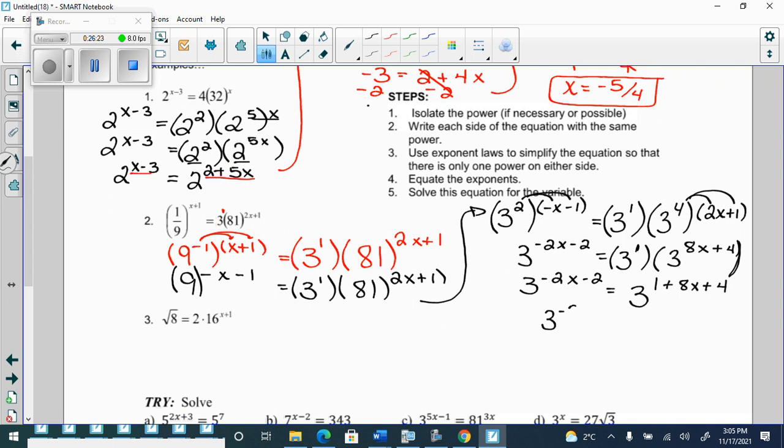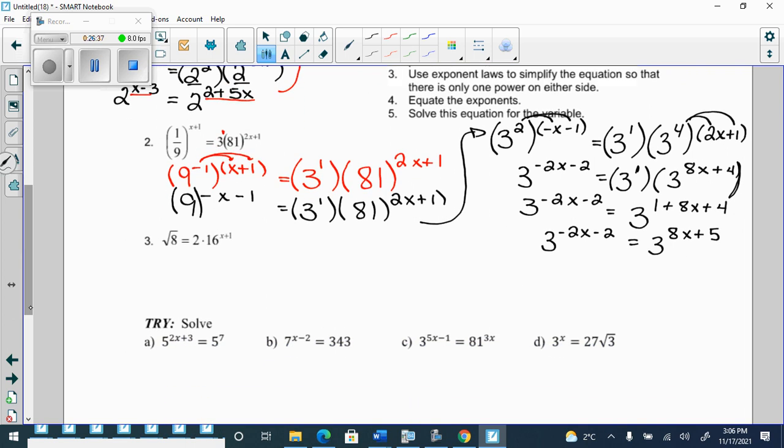Then what can I do? I have the same base. What can I do next? Yeah, let's write the exponents equal. So I get negative 2x minus 2 equals 8x plus 5.